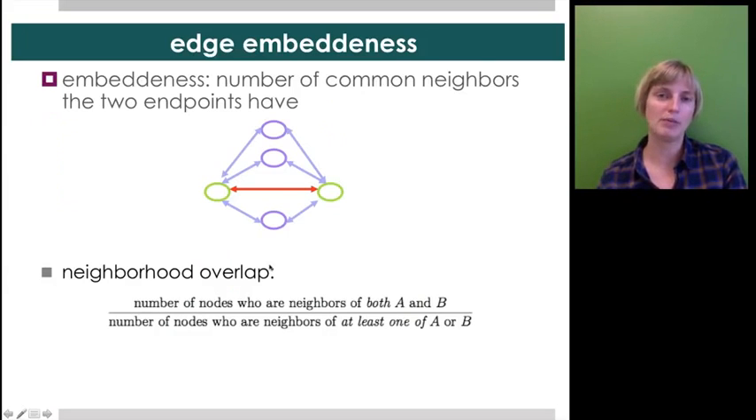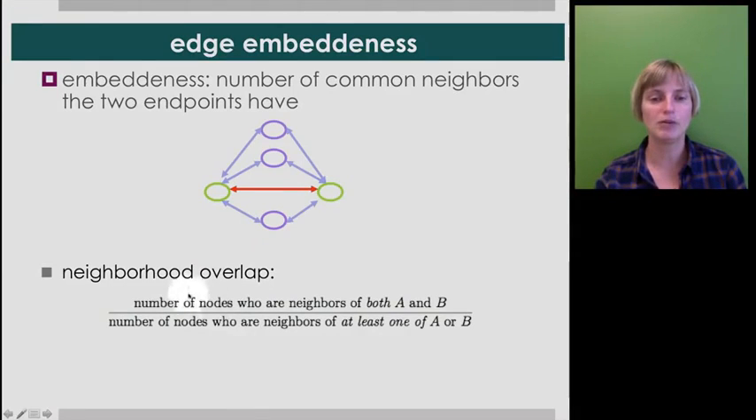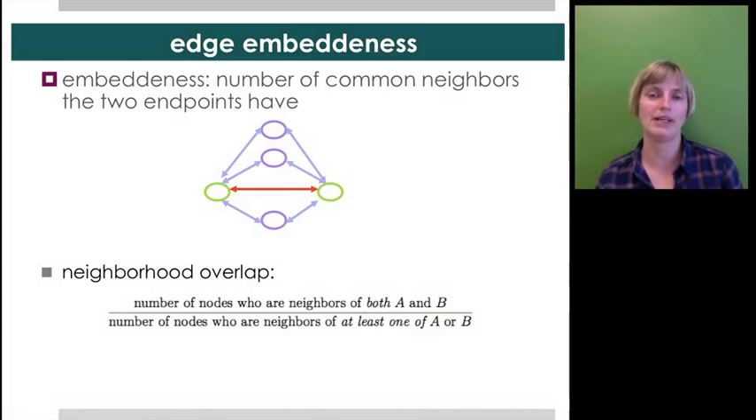And you can just use this measure of edge embeddedness, which is going to look at the number of nodes that A and B share in common divided by the total number of neighbors with either A or B. And the higher that quantity, the more embedded the tie is. The more it's part of lots of closed triads.